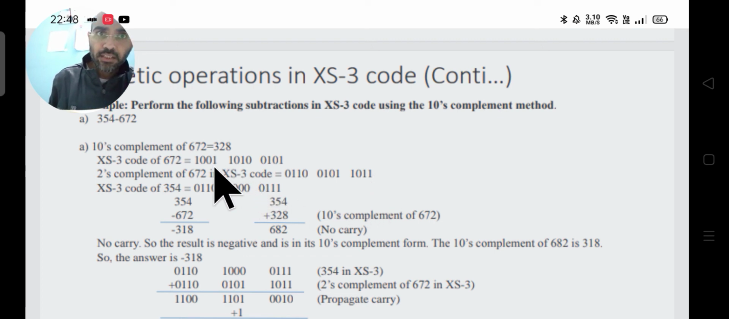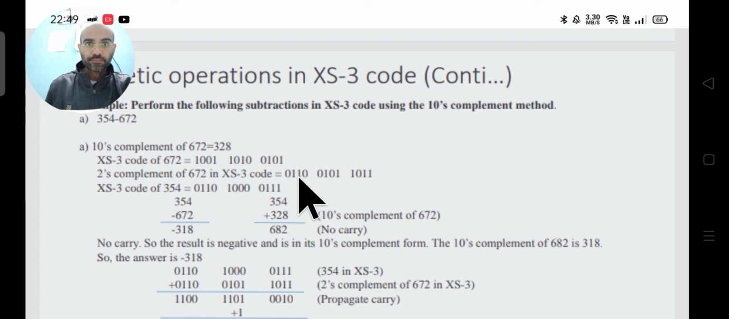So what have we first done? We have done the excess 3 representation and then the 2's complement and added 3 to it. So this is the excess 3 code for 672. Now we just have to reverse the bits because we want the 2's complement of this number, 672, which is already in excess 3 code. So you want just the 2's complement of this. So to get the 2's complement, we will again complement each of the bits.